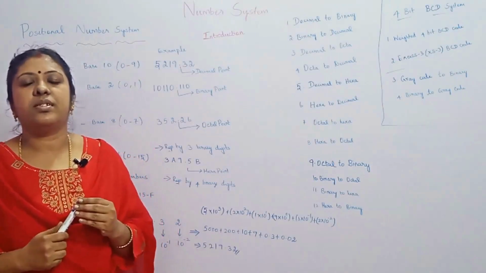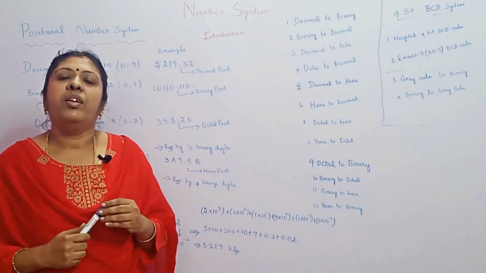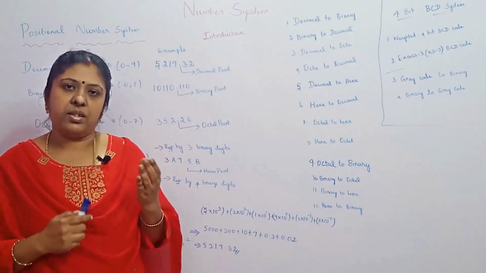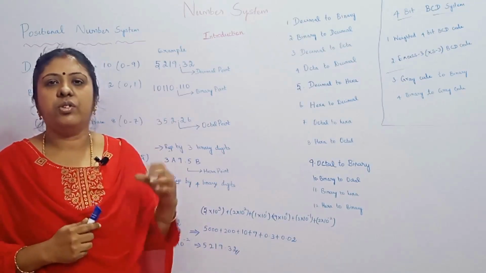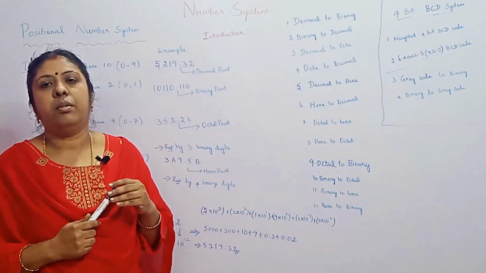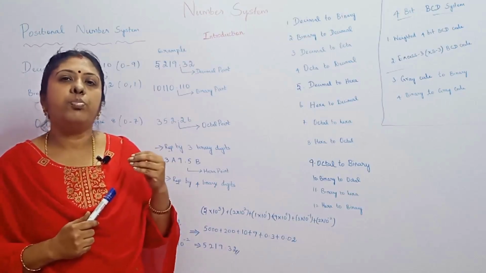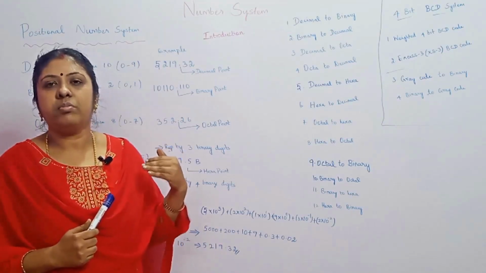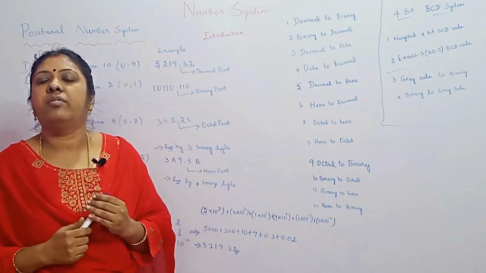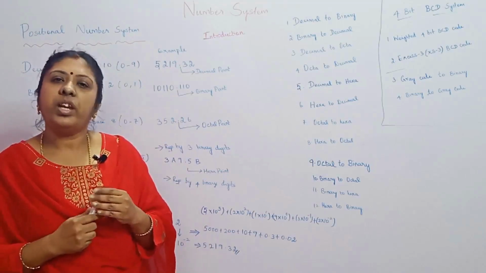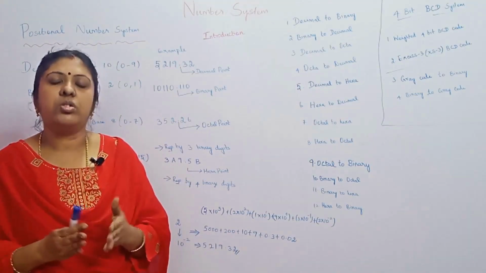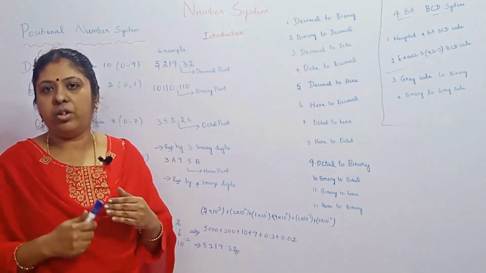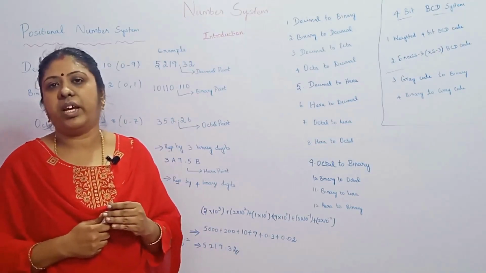A positional number system is a number system in which numbers are stored as symbols called digits, and the values of those numbers are determined by the position of the digits. This type of positional number system includes all the number systems I mentioned earlier. Now we will see how these number systems are used and how we can convert them. We will see the conversions in this video and the upcoming videos.